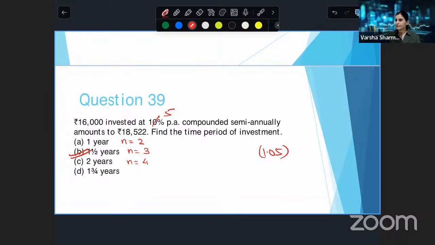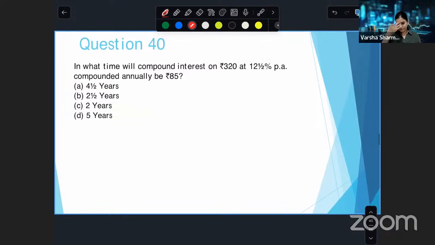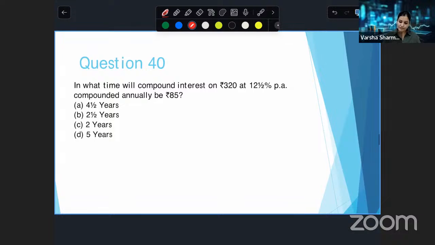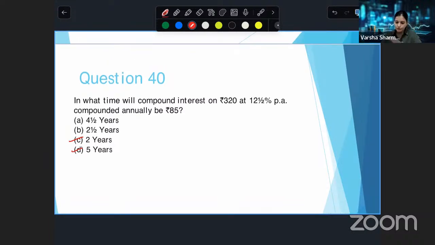It came, done. The last sum, 40. In what time will compound interest on rupees 320 at 12.5% per annum annually be rupees 85? Right. First try for these two, no? It's easier. According to me it came. For 2.5 and for 4.5 we cannot calculate. In this case 4.5 and 2.5 is possible. I will teach how. First let's try the other two.